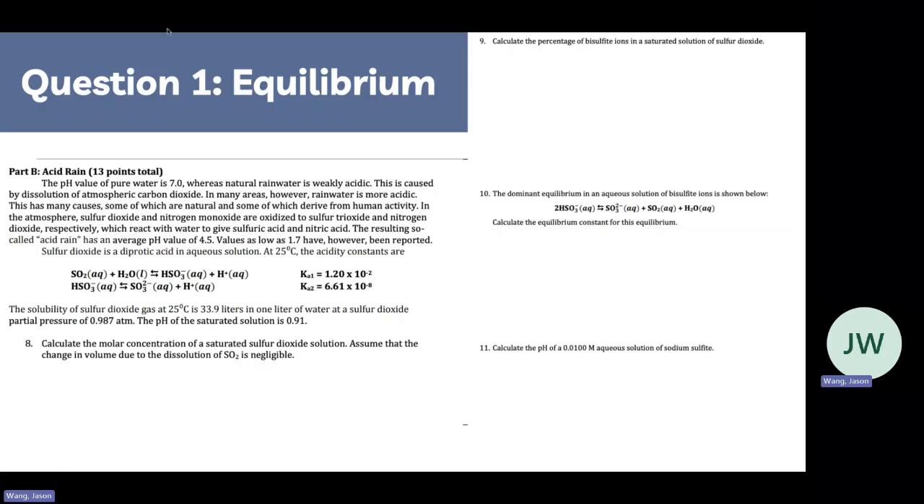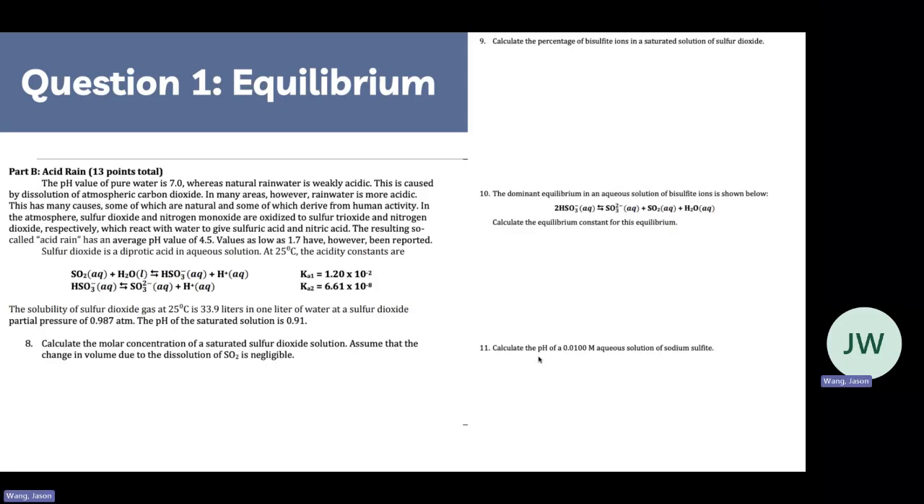So we can look first at number 8: calculate the molar concentration of saturated sulfur dioxide solution. Ooh, molar concentration. That looks back to what we've talked about with nomenclature, that major topic we looked at in the beginning. Number 9: calculate the percent of bisulfite ions. Number 10: calculate the equilibrium constant. And number 11: calculate the pH of this 0.01 molar aqueous solution of sodium sulfite.